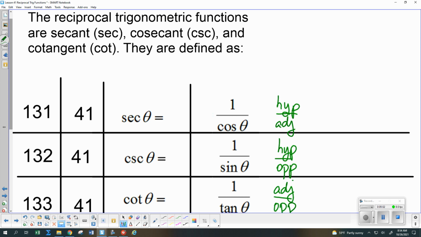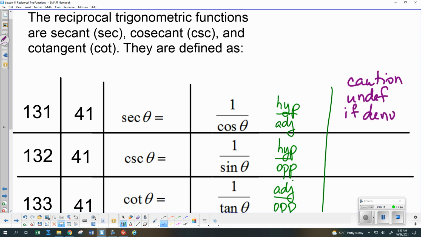We do need to be a little bit careful. Undefined if the denominator is 0. So since, for example, cosine is 0 at the top and bottom of the unit circle, that means that secant is going to be undefined because we would get 1 over 0. Does that make sense to everybody?